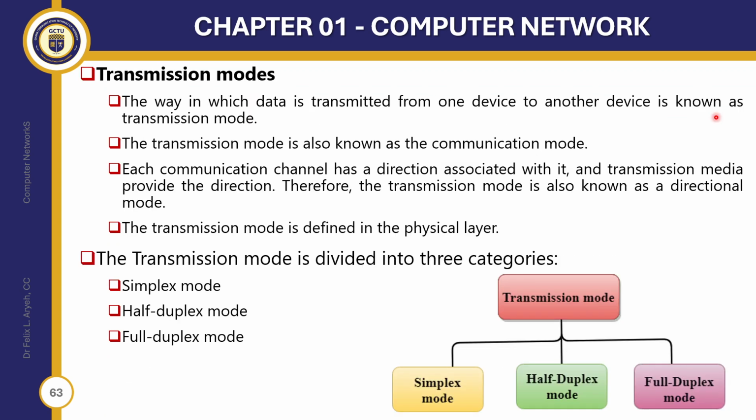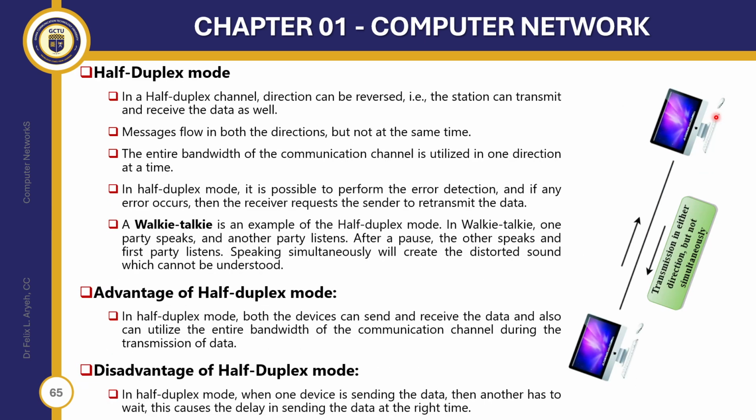Now we have the second one, which is the half duplex. In half duplex, data can be transmitted in both directions. So in that case, this computer can send information to this computer, and this computer can also send information to this computer. So transmission is in either direction, but not simultaneous. The moment this computer sends information to this one, this has to wait for the information before he can also send. Both of them can't send information at the same time. It has to be one at a time.